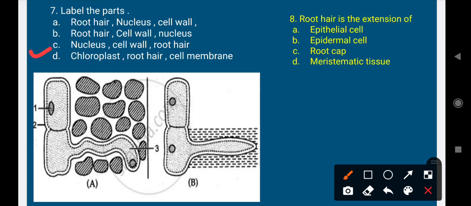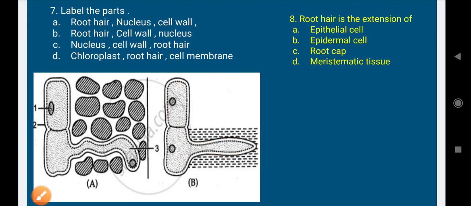Root hair is the extension of root. This is the epidermal cell, and the root hair is an extension of the epidermal cell. So this is the extension of epidermal cell. It will not be an epithelial cell at all, because that is present in animal cells. Root hair is not an extension of the root cap. Meristematic tissues are present here, and they are responsible for growth. That is not responsible for the formation of root hair.